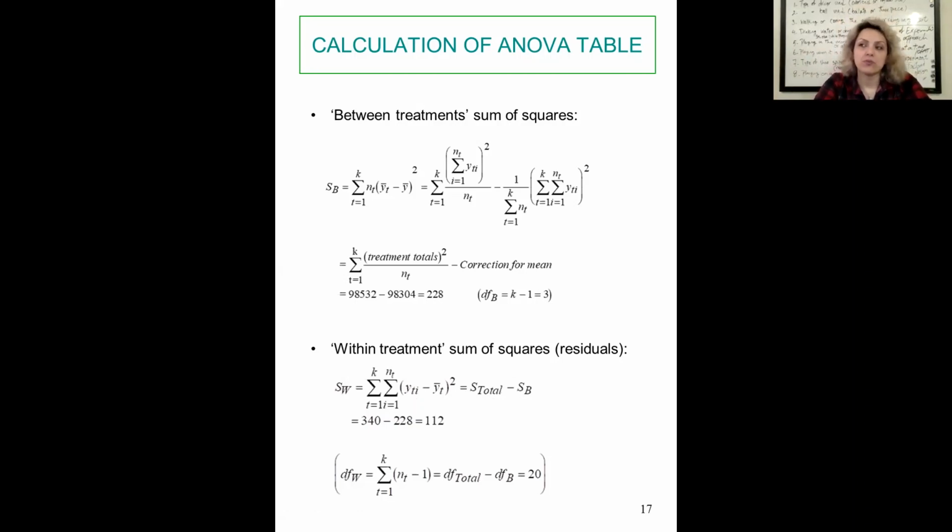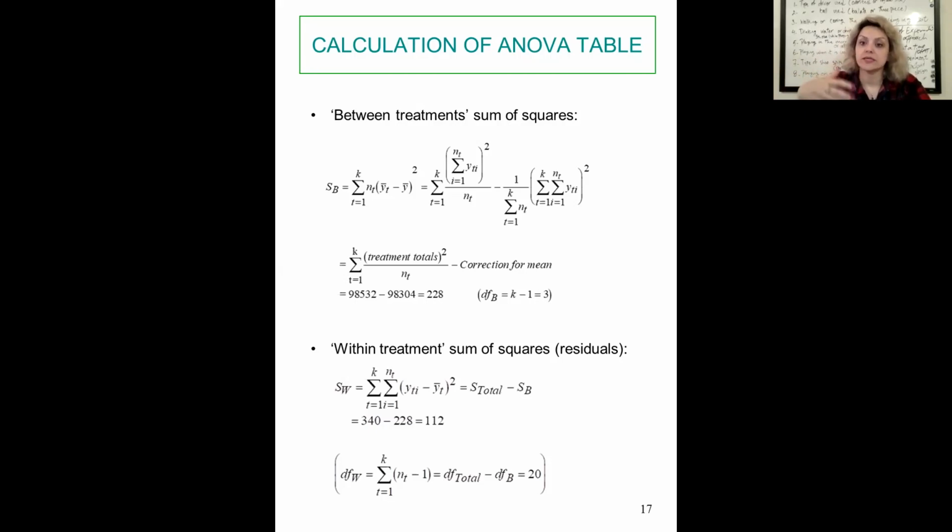And so when you think about it, even before we had it like this, we said that, for example, the sum of squares of the total is equal to the sum of squares of the regression plus the sum of squares of the residual, right? So here, the sum of squares of total is going to be equal to the sum of squares of the between treatments plus the sum of squares of the within treatments.